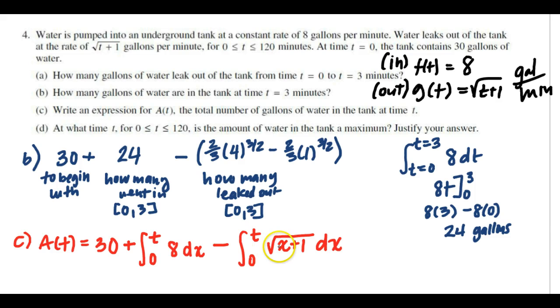So again, I wouldn't want to put a t right here, because then it would look like I should take that 3 and put it right here, when that's not the case. The 3 is just the upper limit of integration, or the generic t. So this here is my expanded answer for the expression of a of t.